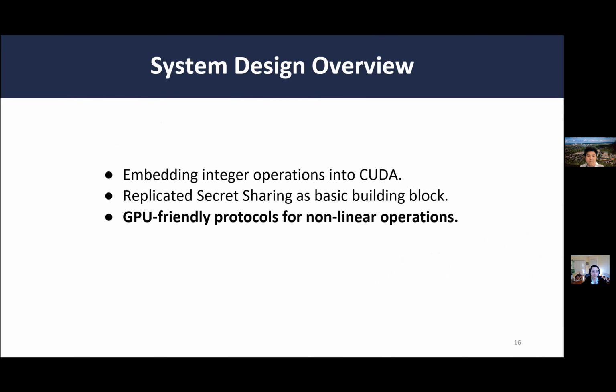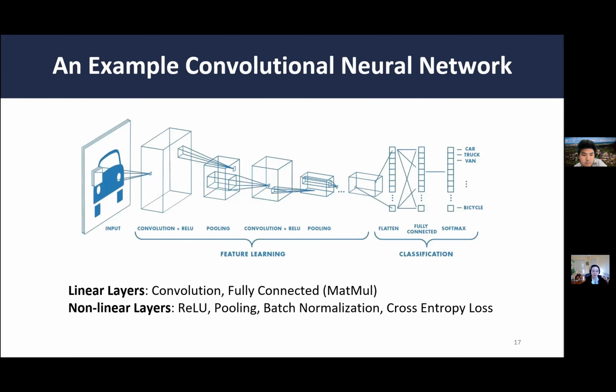The third pillar is that we also need to build GPU-friendly protocols for nonlinear operations. With the first 2 pillars, we can already handle the linear operations accurately and efficiently on the GPU, but we still need GPU-friendly protocols for the nonlinear operations. This is an example of a convolutional neural network, which we also use in our experiments. Here I will give you some examples of how we handle these nonlinear operations.